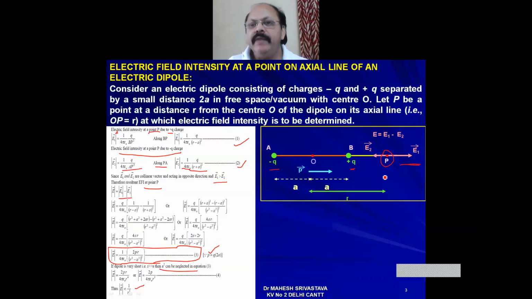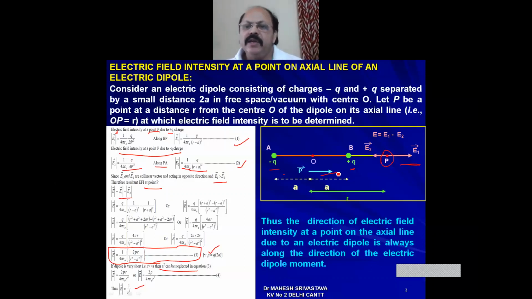Then we correlate it with the direction of the electric dipole moment. Its direction is from negative charge to positive charge, which is represented by this arrow. So what we say is, the direction of electric field intensity at a point on the axial line due to an electric dipole is always along the direction of the electric dipole moment. This is about electric field intensity at a point on the axial line.